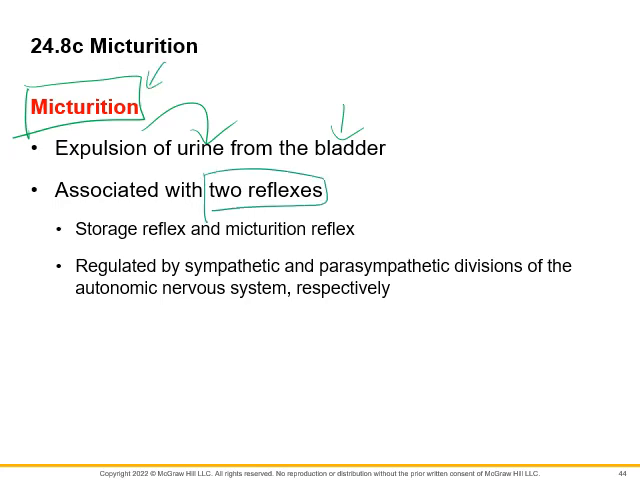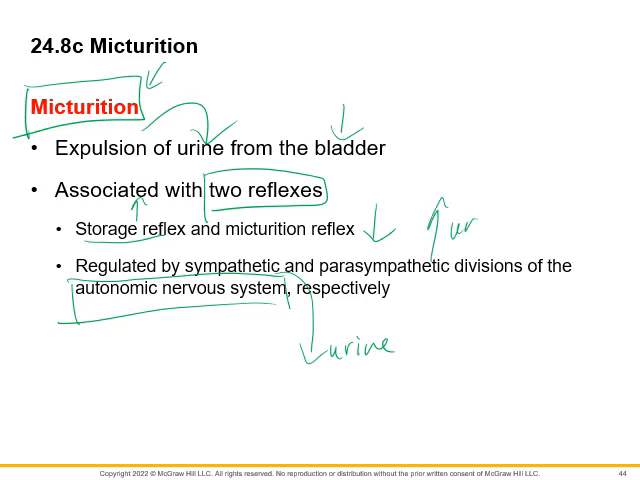And there are two reflexes that are associated. We have a storage reflex as the bladder is filling, and then we have this micturition reflex as we're releasing the urine from the bladder. And again, this is controlled by autonomic nervous system. We have sympathetic and parasympathetic. And hopefully we're thinking automatically sympathetic is going to reduce urine output and parasympathetic is going to increase urine output.